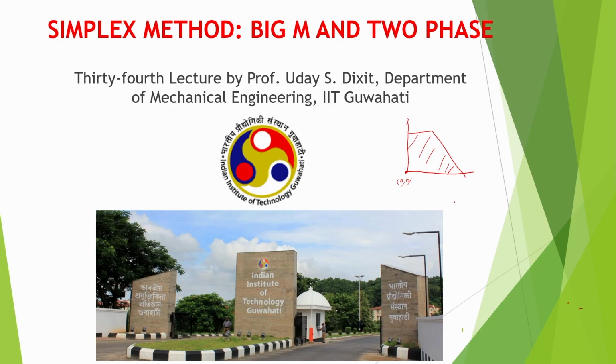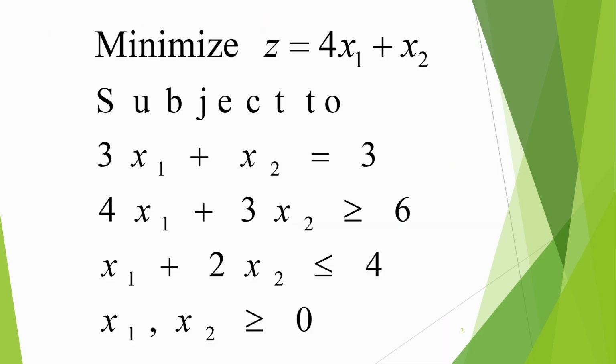If your constraints are of less than type, suppose x plus 5y is smaller than 10, then you can put a slack variable and make it x plus 5y plus s is equal to 10, and in the beginning you can take s equal to 10 itself. So, the starting solution is obtained like that. But in other cases you may have some difficulty.